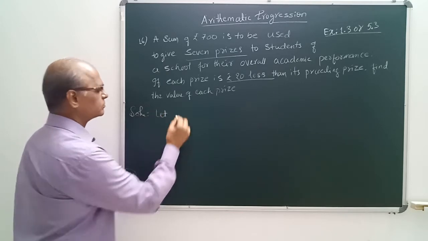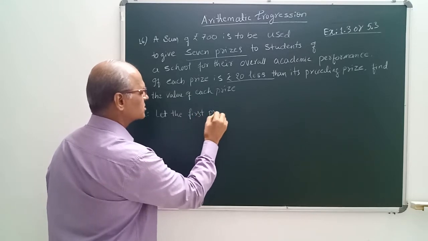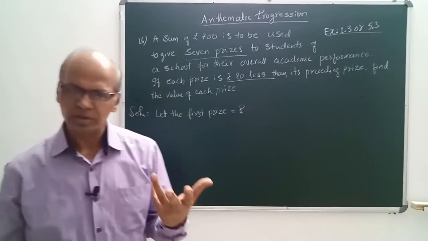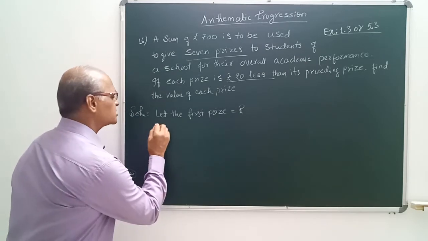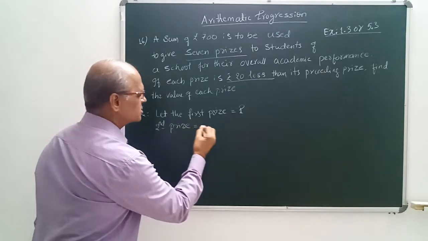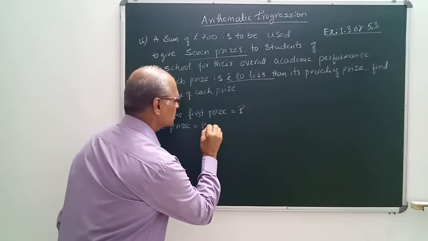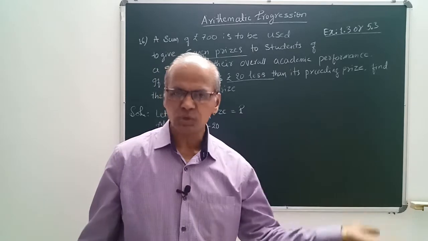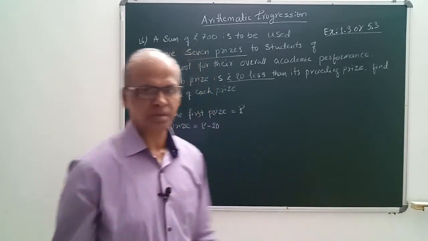Let the first prize be P. P stands for prize. Now what will be the second prize? The second prize is P, 20 rupees less. Suppose our P value is 100, minus 20, the second student will get 80. The third student will get 80 minus 20, again 60, something like that, right?